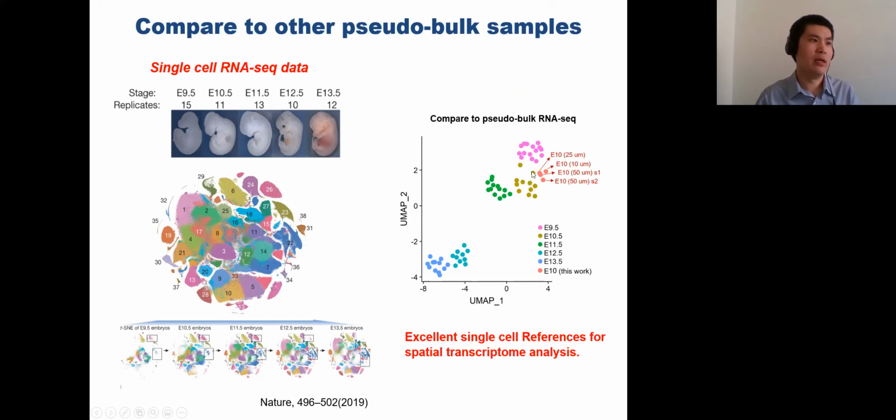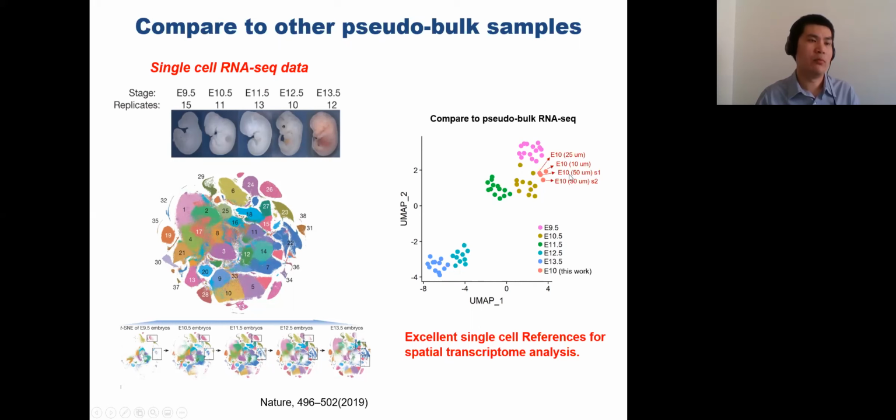So we still want to compare our data with any single cell data here. So we just do a pseudo-bulk sampling of the data reported by a Nature paper from 2019. They're doing very nice work on single cell sequencing for different stages of the mouse embryo. And we're just doing a pseudo-bulk sampling of their tissue, basically just aggregating the expression data from single cells into a bulk tissue and trying to align our data to it.